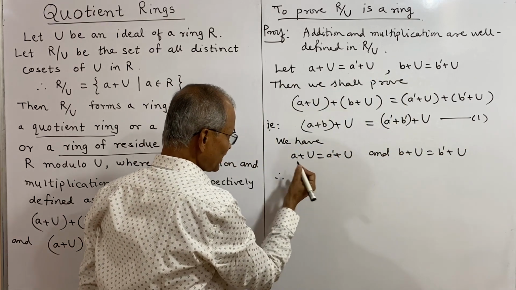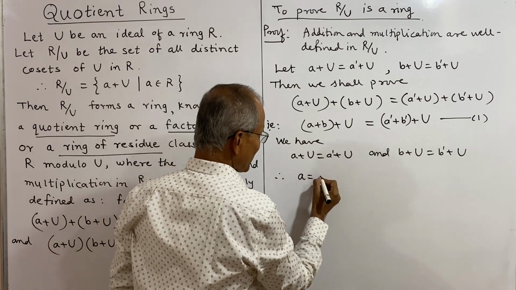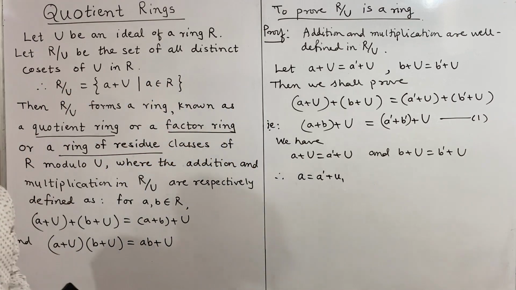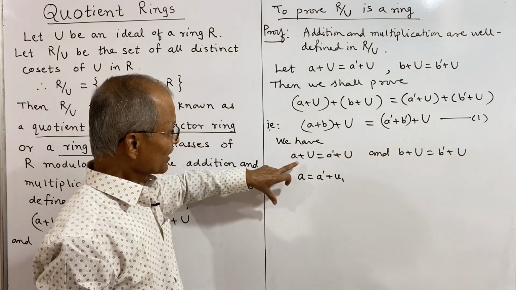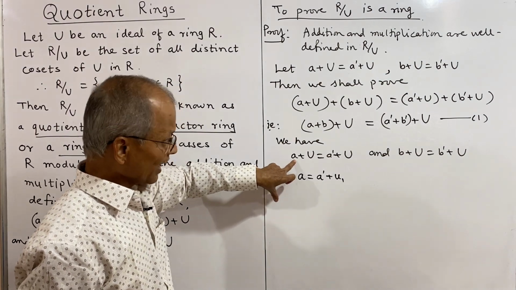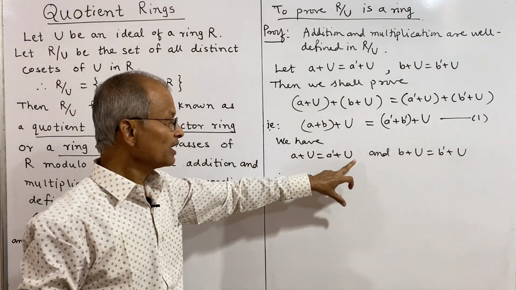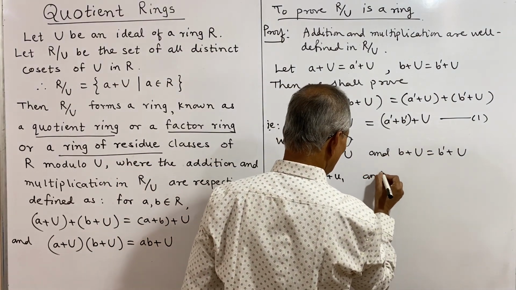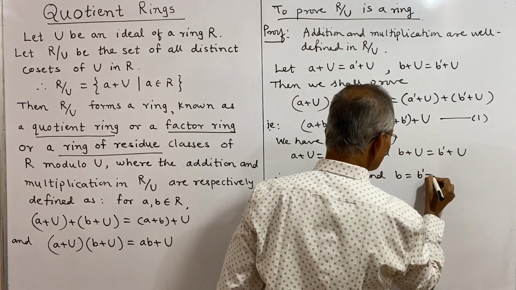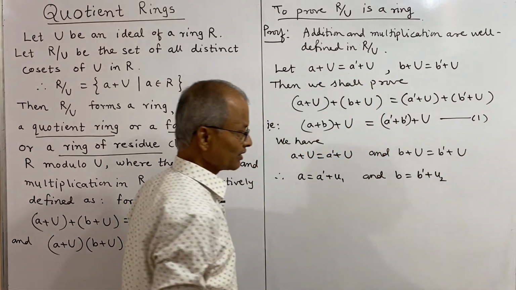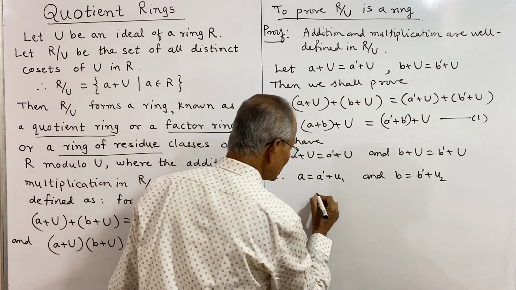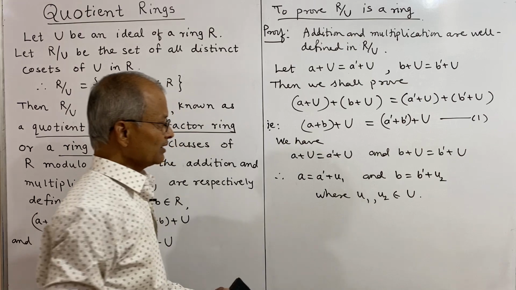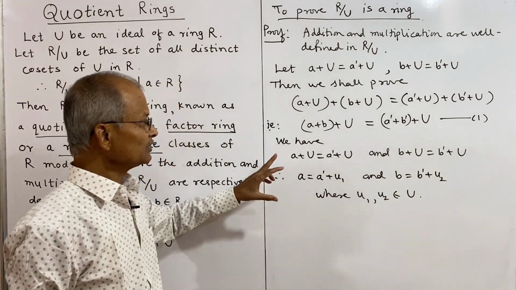So therefore we can write a as a is equal to a dash plus some element of u, that we shall write as u1. So this element a can be expressed in this form, a dash plus an element in u, and here b also we can express as b is equal to b dash plus some element of u, that is we write as u2, where u1, u2 belong to u.